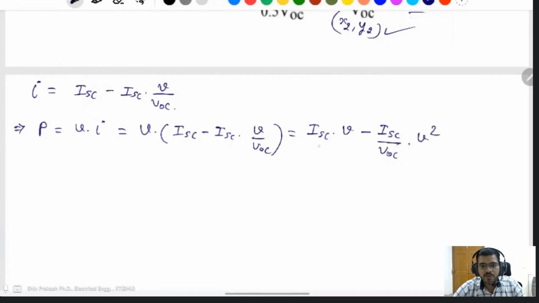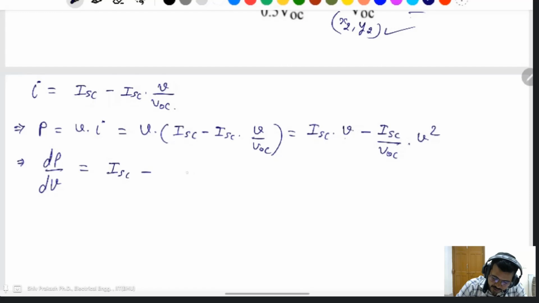ISC is a constant value because ISC is mentioned on the data sheet. VOC is also mentioned. The VOC and ISC are constant values. Only voltage will be variable. Then differentiate this, dP by dV. The derivative of voltage will be 1. It will be ISC minus ISC divided by VOC into 2V. Differentiation of V square with respect to V is 2V.